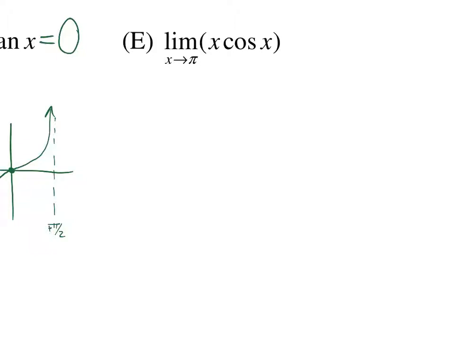Now E, what'd you get for E? Negative pi. Okay? Negative pi. Now how did you come to that conclusion? If x approaches pi, cosine x approaches negative 1, then negative 1 times pi is negative pi. All right, great. And he just used a property of limits that we can use as well. When you have a product, you can take the limit of one factor and multiply it by the limit as x approaches pi of the other factor.